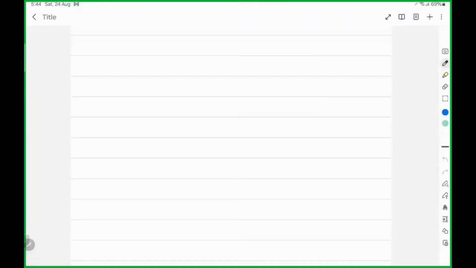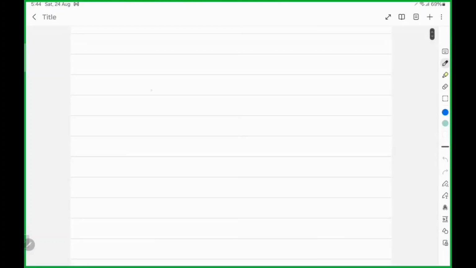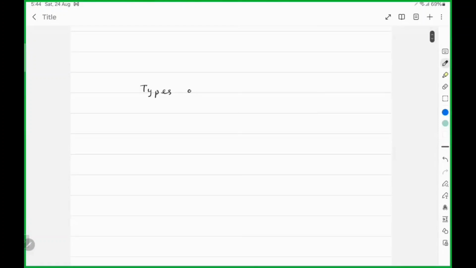In the last class, I discussed what a function is, and I gave some examples which are functions and which are not functions. In today's class, I'll discuss types of functions with illustrations.